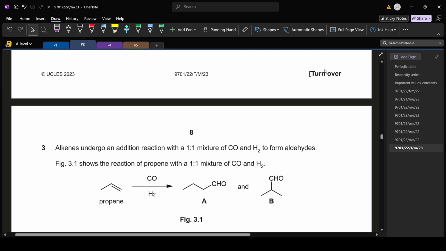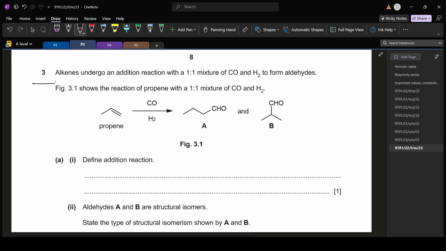Now moving towards the next question. Question number 3. Alkenes undergo an addition reaction with a 1:1 mixture of carbon monoxide and hydrogen to form aldehydes. Okay, figure 3.1 shows the reaction of propene with a 1:1 mixture of carbon monoxide and hydrogen. Okay, define an addition reaction. So it's actually a reaction where two or more compounds or elements, reagents, react to form one product.